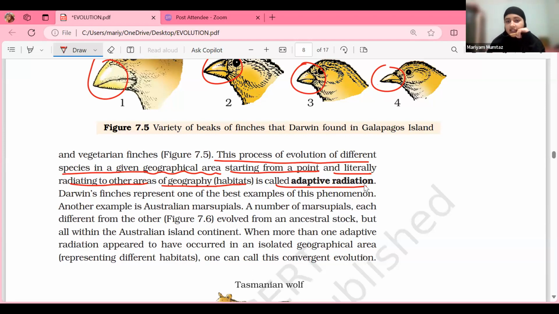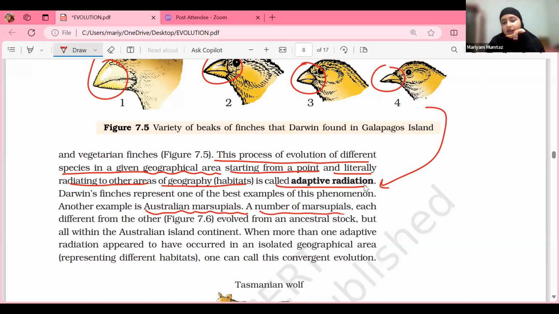The other geographical area, this type of evolution is known as adaptive radiation. And the best example is Darwin's finches. Okay, this is one example. Darwin's finches is one example of adaptive radiation. Now, another example is Australian marsupials.